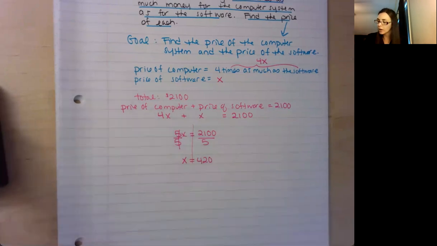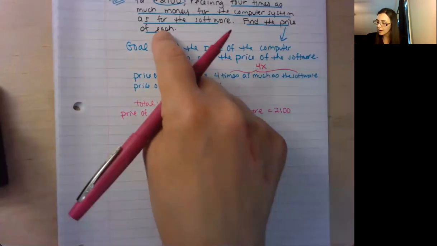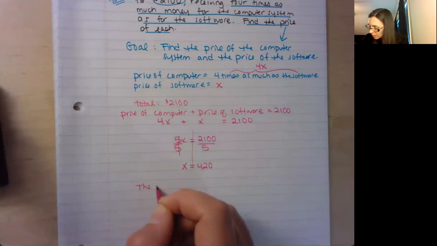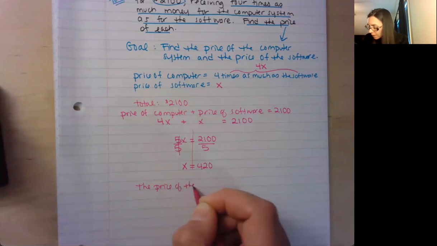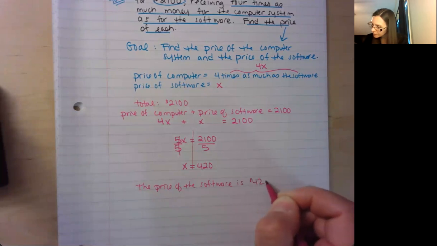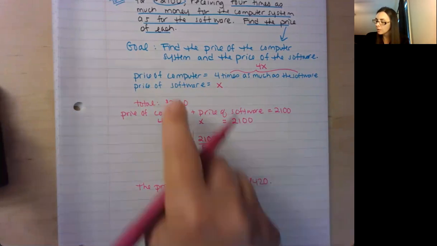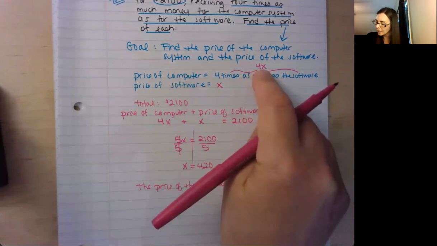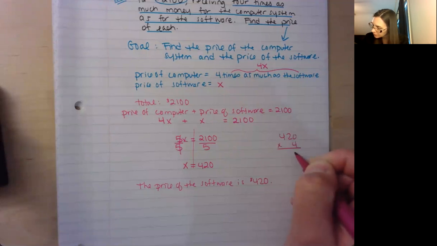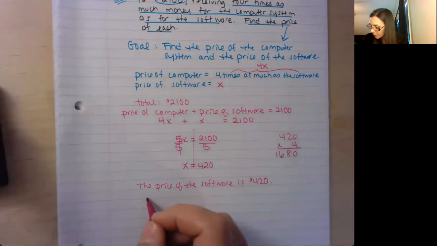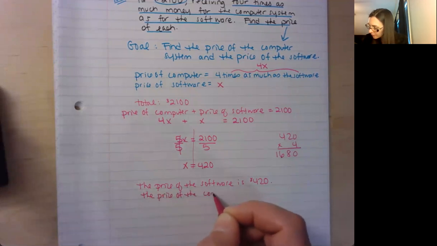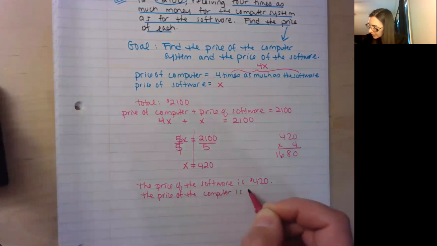Now, remember, think about what the question was. Find the price of each. Our X here represented the price of the software. So the price of the software is $420. Now we can find the price of the computer by multiplying by 4, because it's 4 times as much. So if I do 420 times 4, I see that the price of the computer is $1,680.